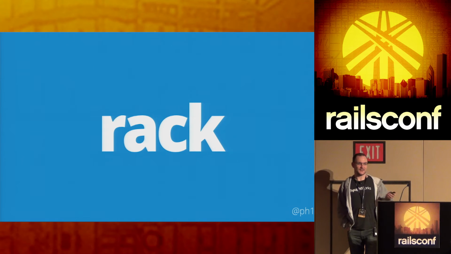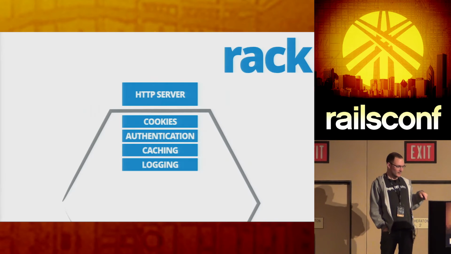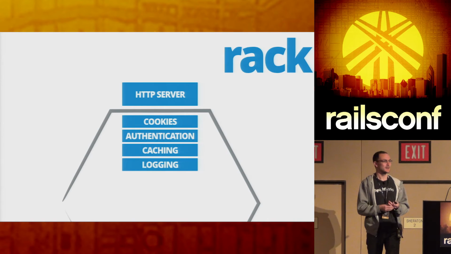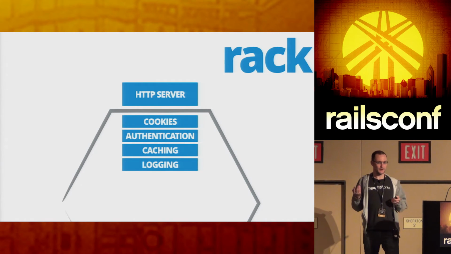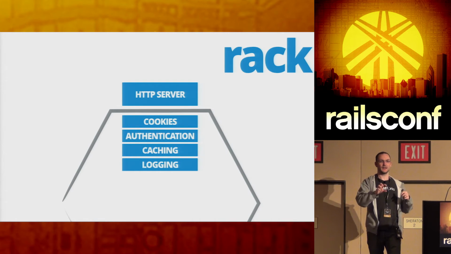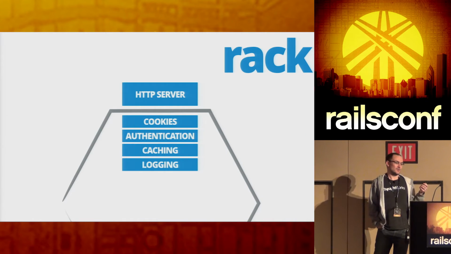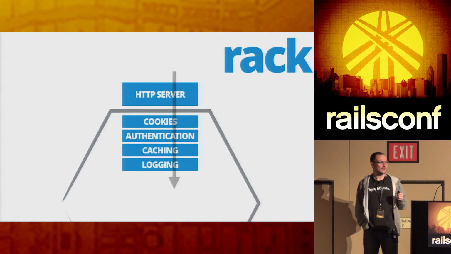So rack is this awesome abstraction over HTTP servers. The main thing that makes rack awesome is that by abstracting over the concept of a request and the concept of a response, we can stack these middleware components in between our application and the underlying HTTP server. So as a request comes in from the outside world, it travels through this stack of middleware.